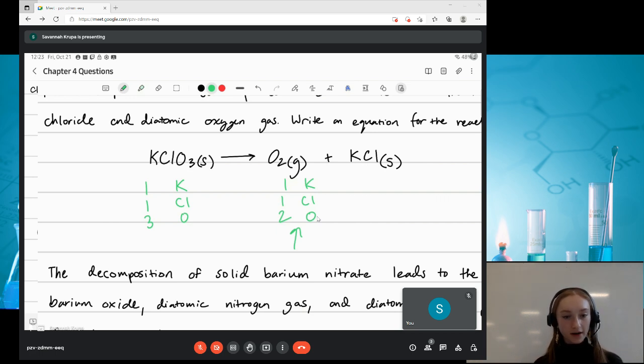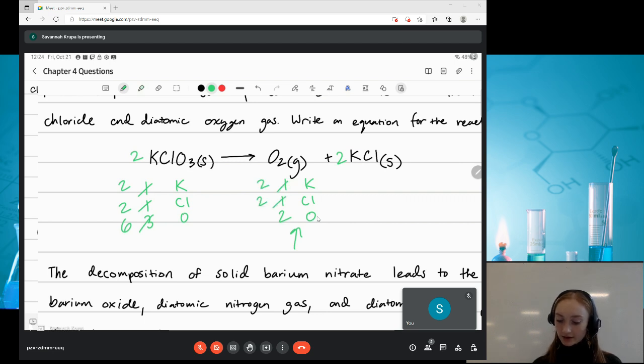We want to make this as simple as possible. We don't want to have a crazy amount of coefficients. So to get to 6 on the left side, we have 3 oxygens, so we'll multiply 3 by 2. 3 times 2 is 6, and so we'll put a 2 on the left side. That will change the amount of potassium, chlorine, and oxygen. So instead of these, we'll have 2 potassium, 2 chlorine, and 6 oxygen. Since now we have 2 of the chlorine and potassium on the left, we need to have the same amount on the right. So we'll put a 2 in front of the potassium chloride, and that'll change to 2 and 2.